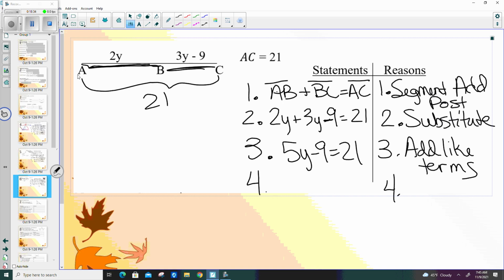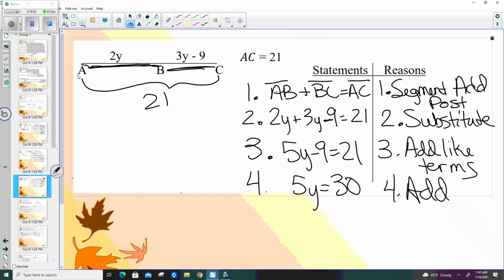Somebody new, give me the next step. Subtract 9. It's subtracting right now. You sure you want to subtract it? We want to add it. So we're going to get 5y equals. And we added. This is why you can't leave add like terms as just add. Adding is when you put the same thing on both sides. So we added 9 to both sides to get to that 5y equals 30.